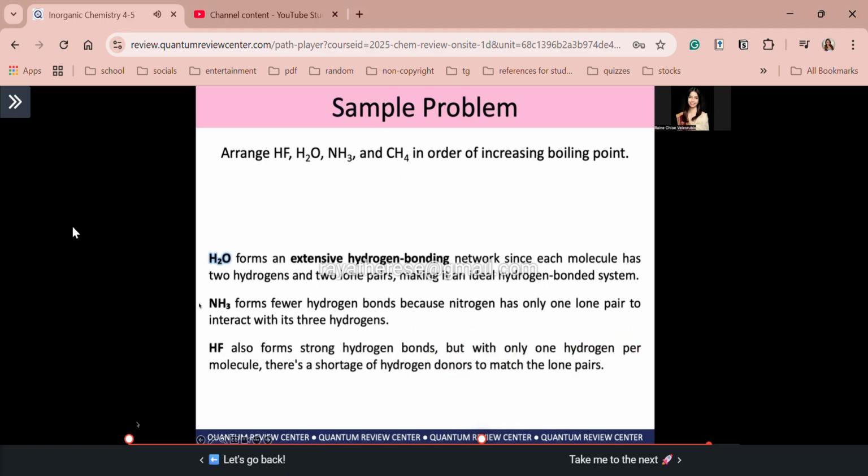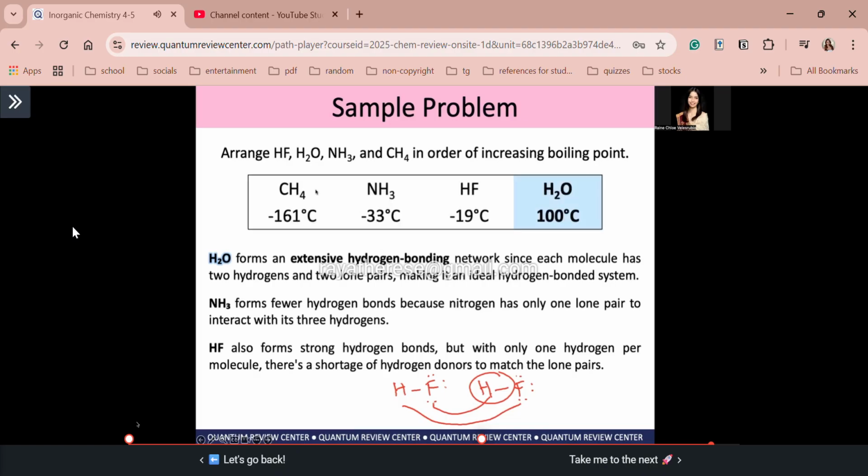Now, HF also forms strong hydrogen bonds, but guys, it can only donate one hydrogen. For example, this is the Lewis structure for HF. Since it only has 1 hydrogen donor, not all the lone pairs of another HF molecule are used. That's why this is the order in increasing boiling point, from lowest to highest: methane, followed by ammonia, then HF, then water has a very high boiling point, because again, it has a very ideal hydrogen bonded system.